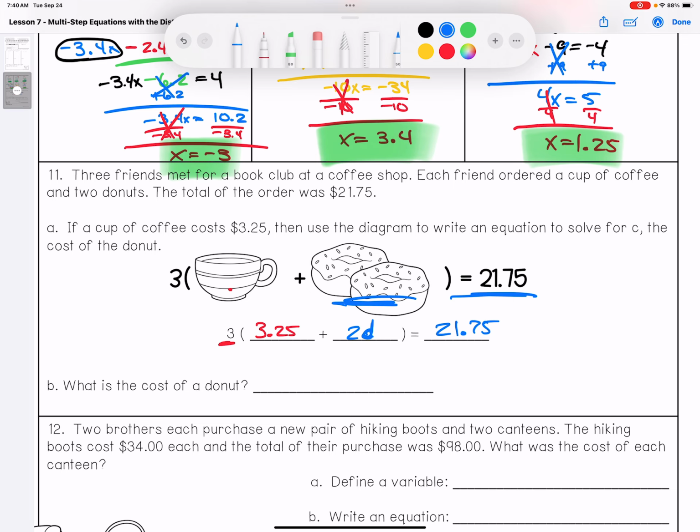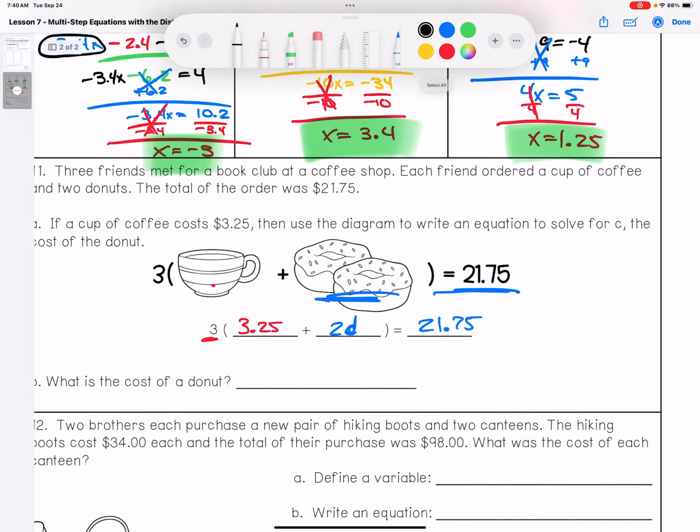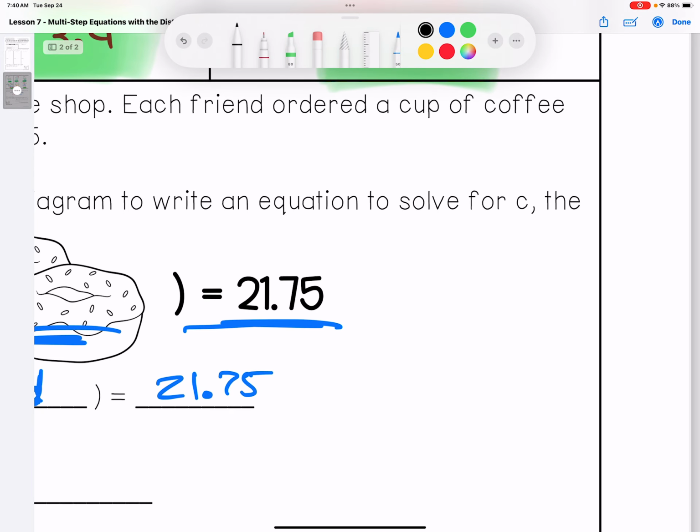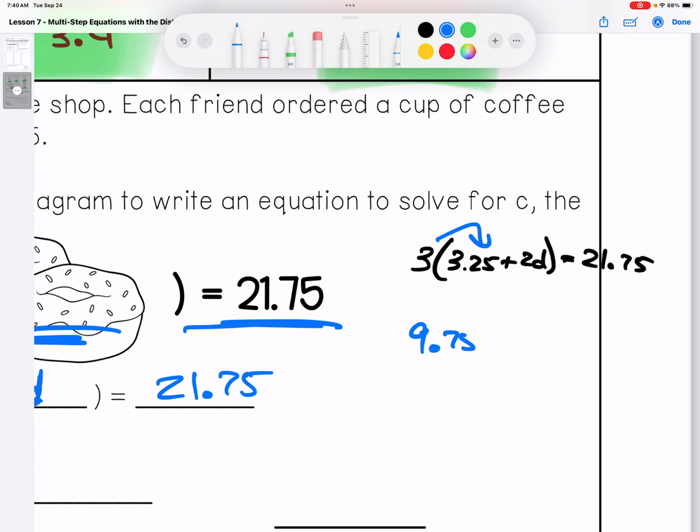Now let's solve it. So I'm going to write it over here out of the way so we can solve it. So it's 3 times (3.25 plus 2D) equals 21.75. Now we're going to go 3 times 3 1/4, which is 9.75. And then we're going to go 3 times 2D, which is a positive 6D. I didn't touch the 21.75, so I'll bring it down.